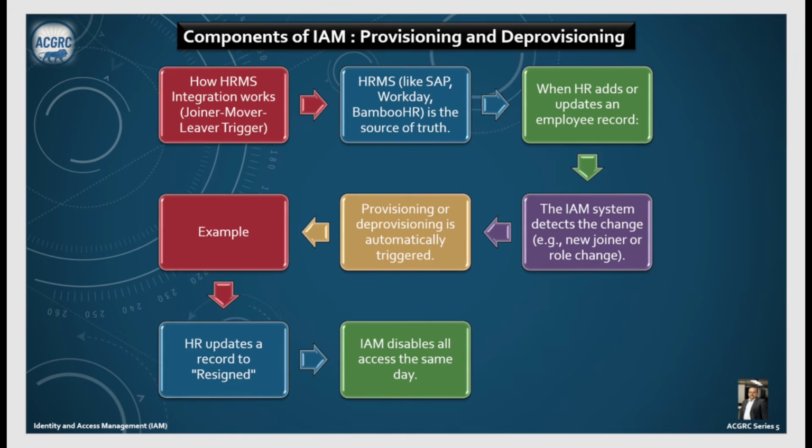Let's look at the flow, how it works. Example, HRMS like SAP or Workday is the source of truth. When HR adds or updates an employee record, the IAM system detects the change. Then provisioning or deprovisioning is automatically triggered. Example, HR updates a record to resigned, IAM disables all access the same day.